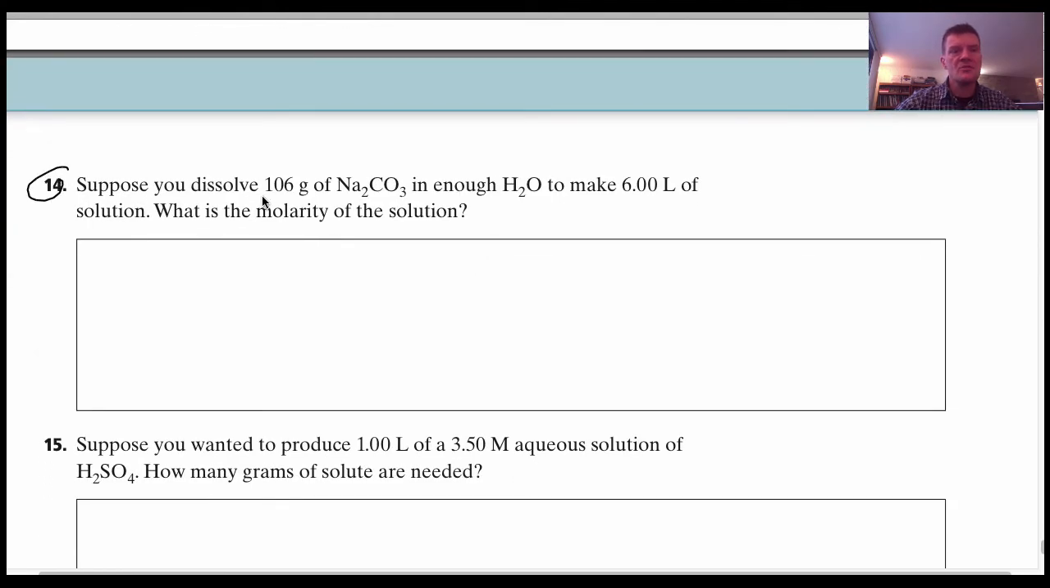14. Suppose you dissolve 106 grams of sodium carbonate in enough water to make 6 liters of solution. Notice it says 6 liters of solution. That's not 6 liters of water. It means the total solution is 6 liters. What is the molarity? So capital M, molarity.